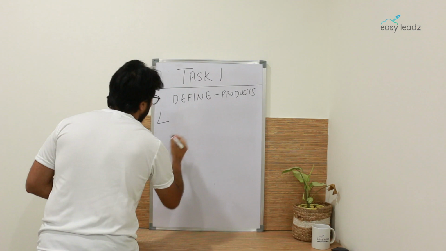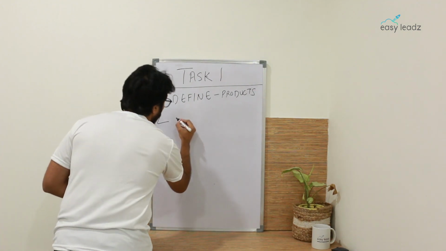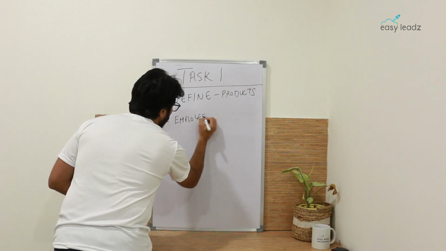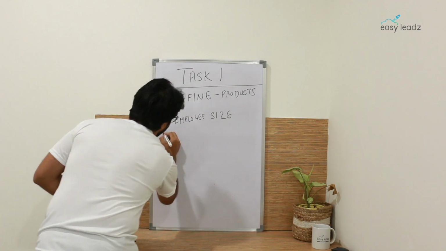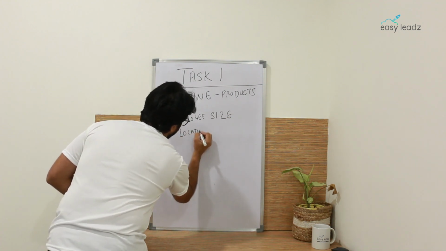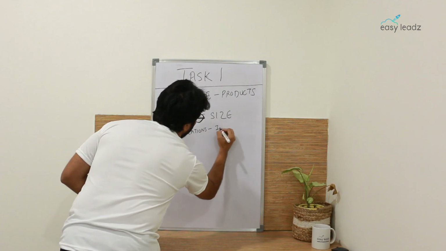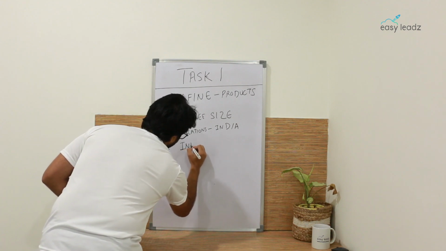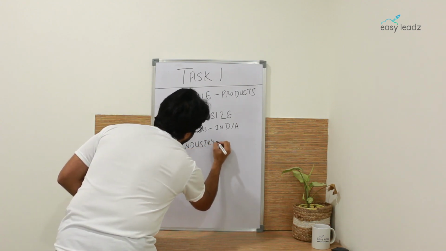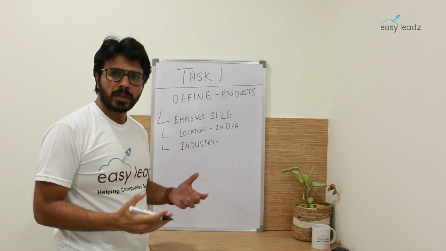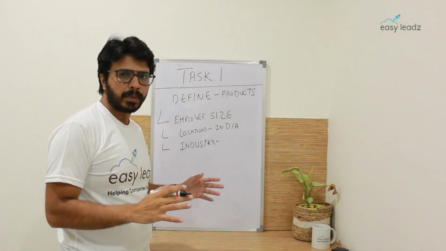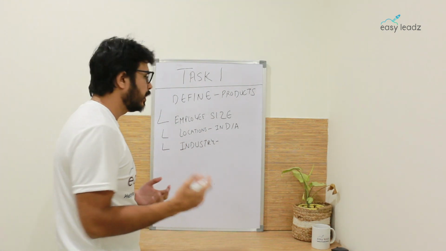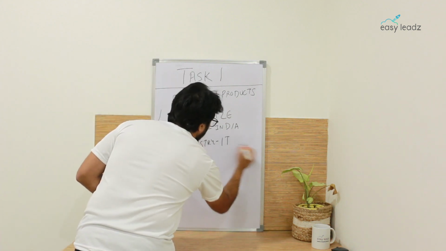Then the next step is creating your ideal customer profile, in which you can use these parameters, which could be employee size, and locations. For example, I want to target companies that are based out of India. The third is industry. If your product or service is industry agnostic, then you can leave this empty, or if you focus on a particular industry, then you have to mention the industries that you want to reach out to. Let's say IT in our case.